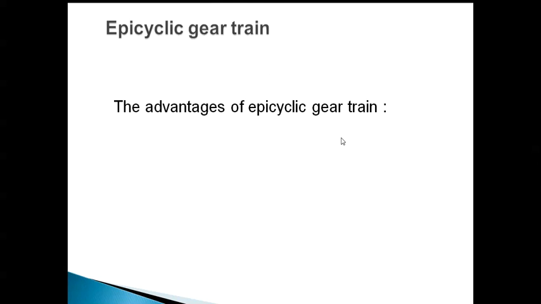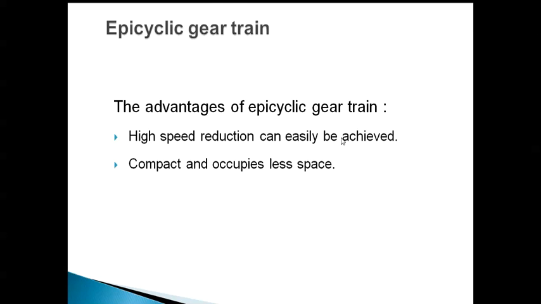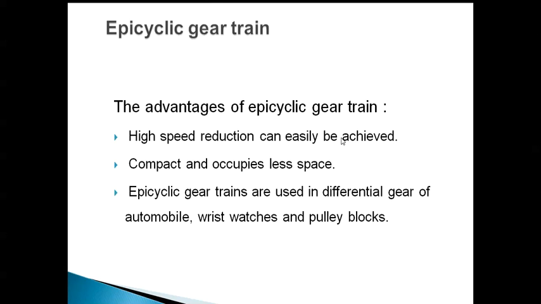The main advantages of the epicyclic gear train are that high speed reductions are possible, and it is compact and occupies less space. Epicyclic gear trains are used in differential gears of automobiles, wristwatches, pulley blocks, hoists. So in all these we use epicyclic gear trains.